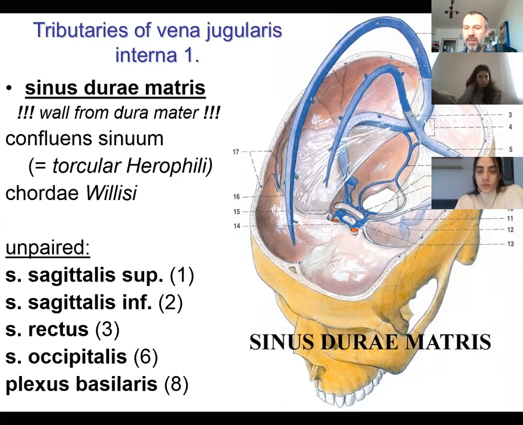So it's very, very firm. If you have a vein, you cut the vein, you open the vein, it starts to collapse. Why does it collapse? Low blood pressure and thin wall. These sinuses, especially the superior sagittal sinus, have a triangular cross-section and do not collapse.